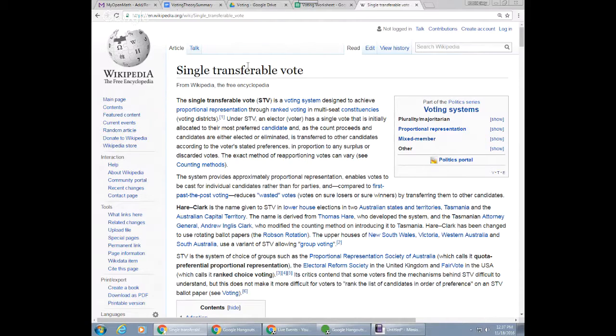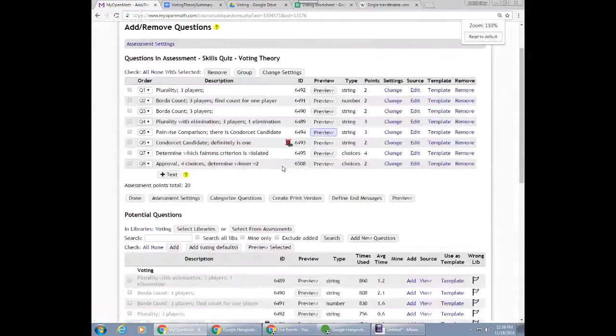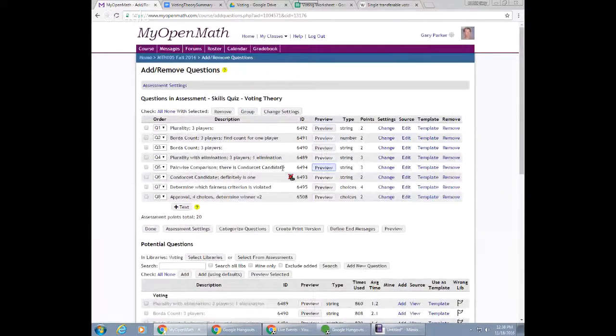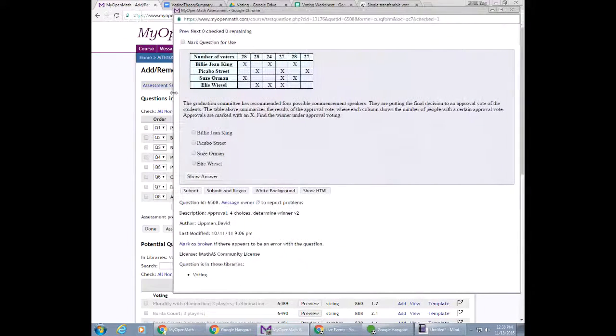Anyway, okay, let's get back to this. Let's shrink this down. All right, so let's see. Condorcet, fairness criteria, we did that one. Approval rating is pretty straightforward. It's a lot like the ranking, except we don't rank. So let's take a look at this one, since I haven't gone over an example of this in class yet. Let me steal that one.